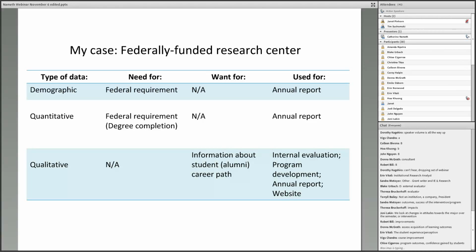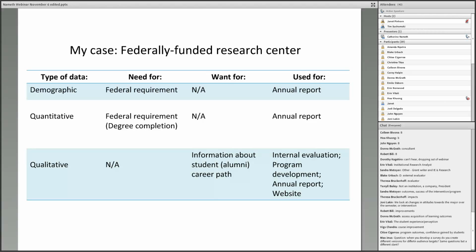And then I also collect qualitative data. I don't need that, but it's something that I want. One, I'm personally interested in it, particularly information about our students and our alumni, meaning our former students and postdocs, about their career path. And I use that information for a variety of things: internal evaluation, program development. It provides a really nice supplement to the annual report that is interesting. It's not required. It's a little something extra. And also some of this information I can use for our website.